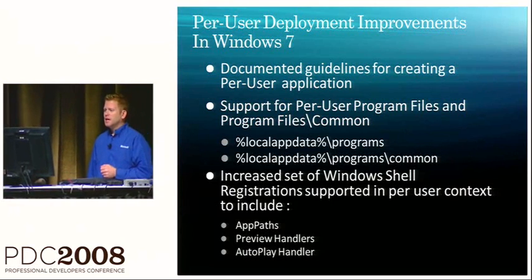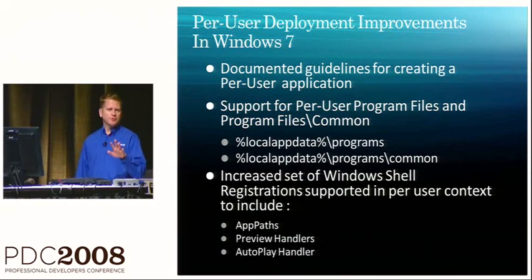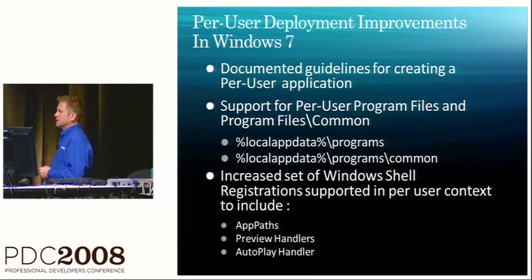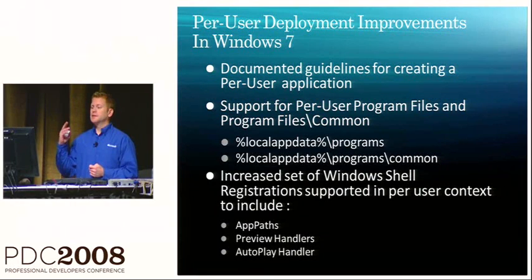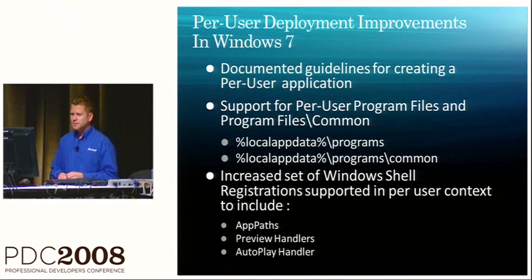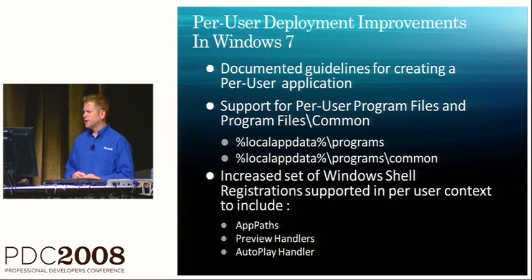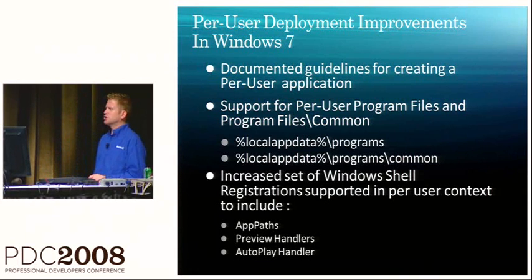The other thing that we've done is we've created support for per-user program files and common files, as well as some other locations, but the program files and common files are probably the most important examples. And it gets installed to the local app data folder, and we actually create programs and programs files common on demand when you install a per-user application. And we've increased the set of Windows shell registrations to support the per-user context. It's not limited to this list, but we have app paths, preview handlers, and autoplay handlers, in addition to the other things that were done in Windows Vista to allow per-user extension on the OS.